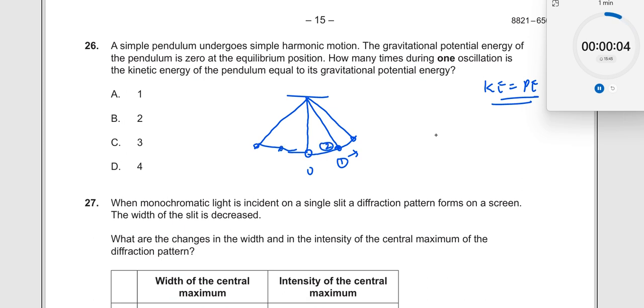And when it comes to this position, it is the third point over here. And when it retraces back during one full oscillation, the fourth point. So as a result, there are 4 different places where the GP is the same. Thus the answer is D, right? Okay, let us move on to the next one, the 27th one.